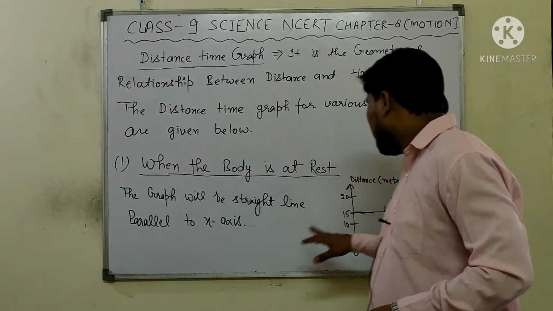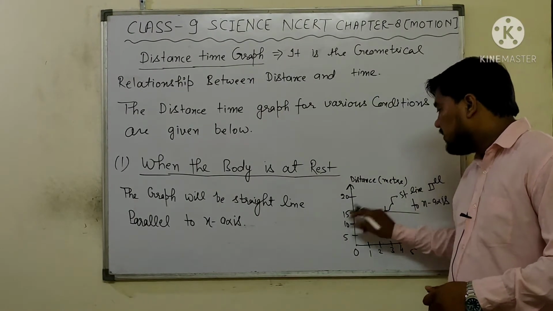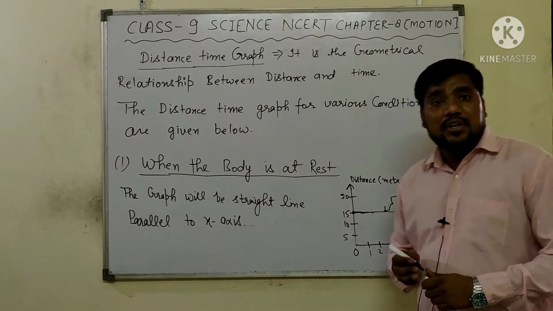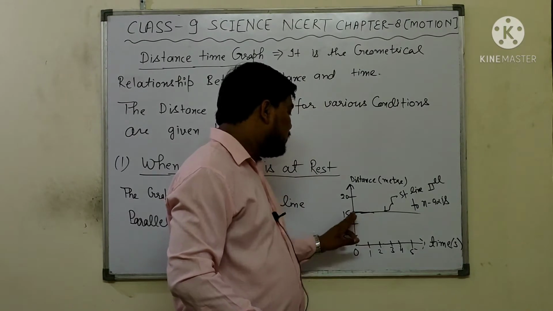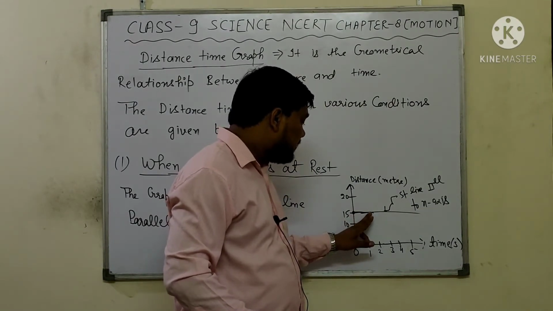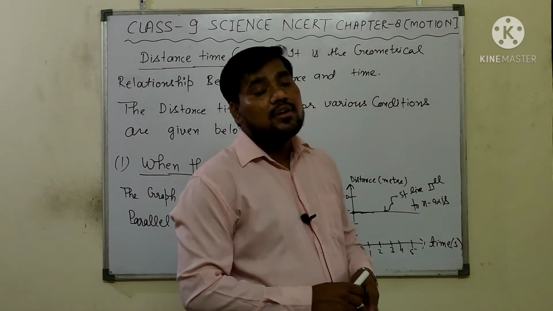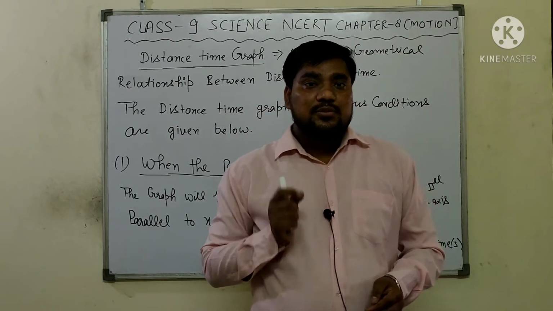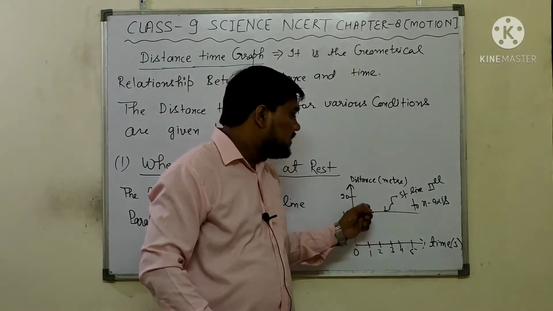If you observe the graph carefully, what will you conclude? You will simply conclude the object is at 15 meters. If the time is 1 second, then it is already at 15 meters. If the time is 2 seconds, the position of the object is 15 meters. If the time is 3 seconds, the position of the object is 15 meters. That means whenever the time is changing, the object is not changing its position. So in that case, this is the graph of a body at rest.